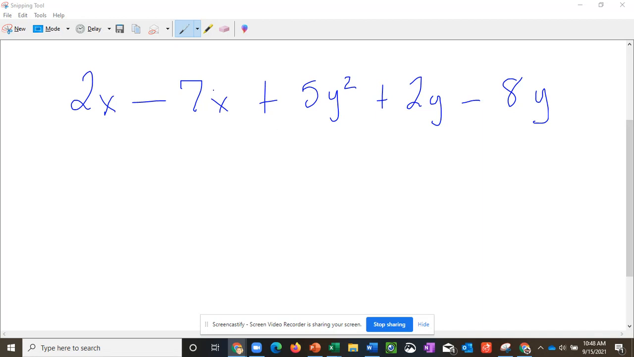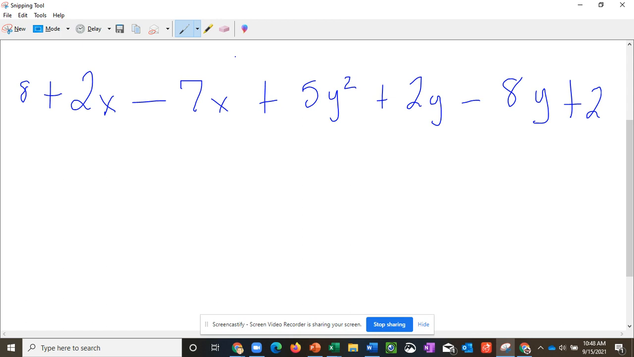So let's talk about combining like terms. For a term to be like, it needs to have the same variable and the same exponent. If you had something like this, just a constant out to the side, you would have to combine that with another constant. So I'm going to add some constants in there just so we can use those as an example.